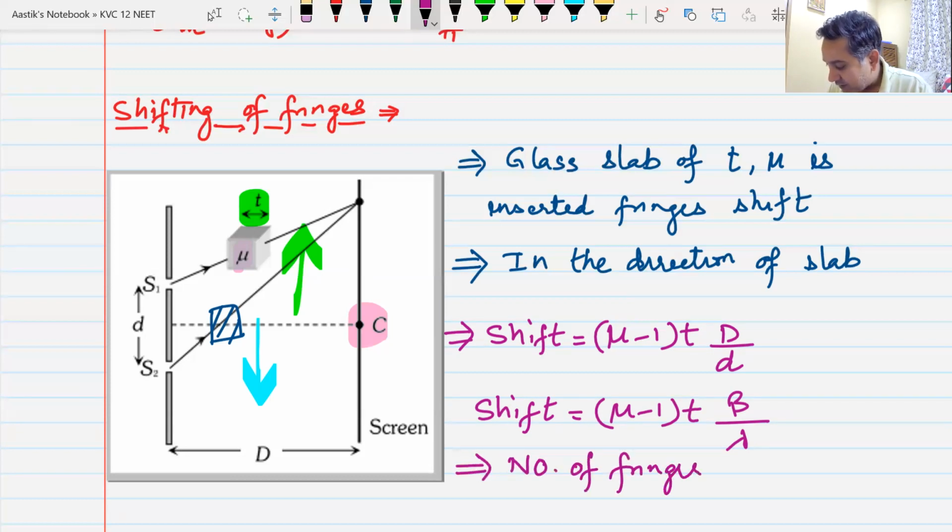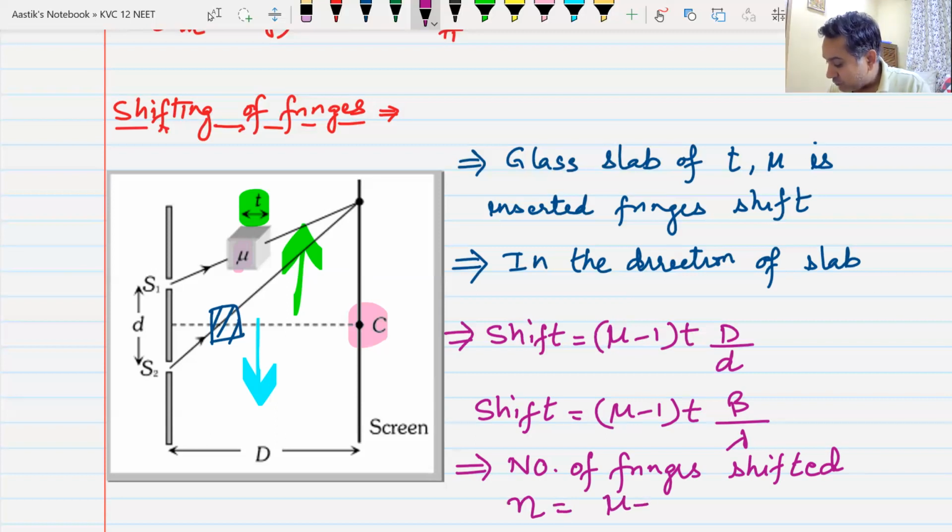Please see it, then you can write it. Number of fringes shifted. How many fringes are shifted? You know the total shift is this much. If you divide it by the fringe width, you will get the number of fringes shifted. So the number of fringes shifted, n, will be shift divided by fringe width.